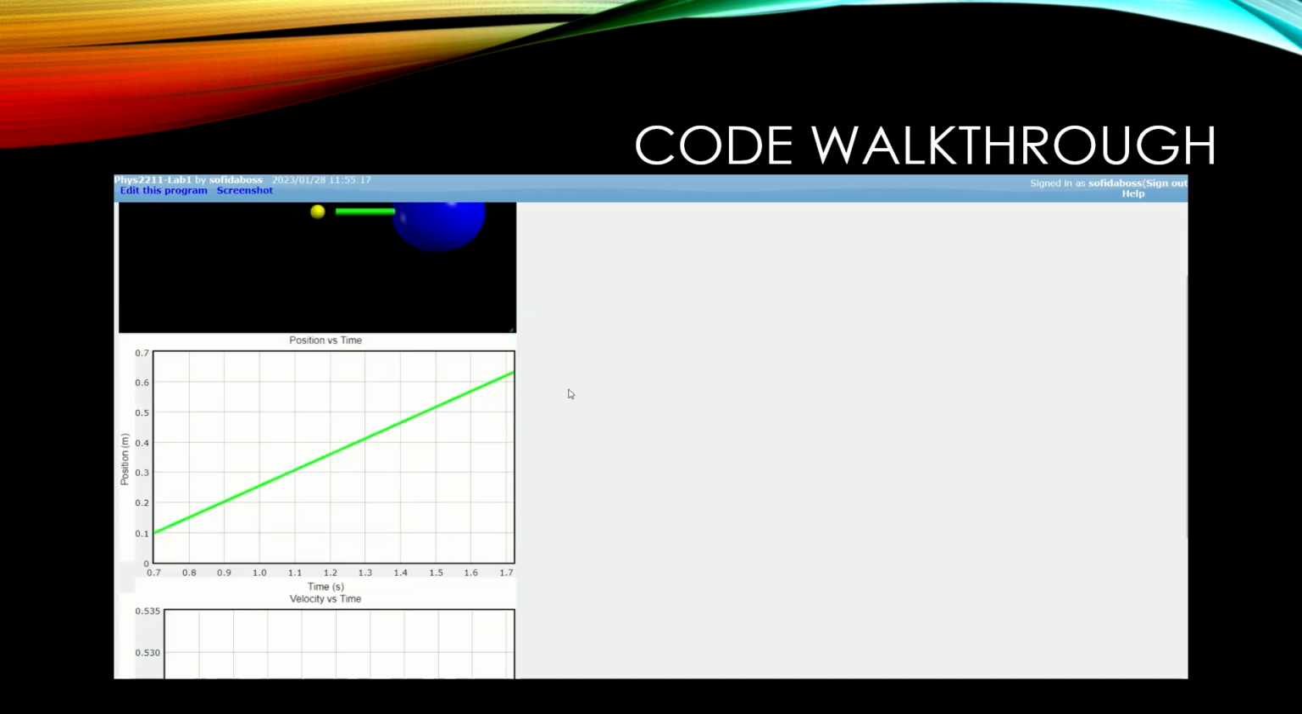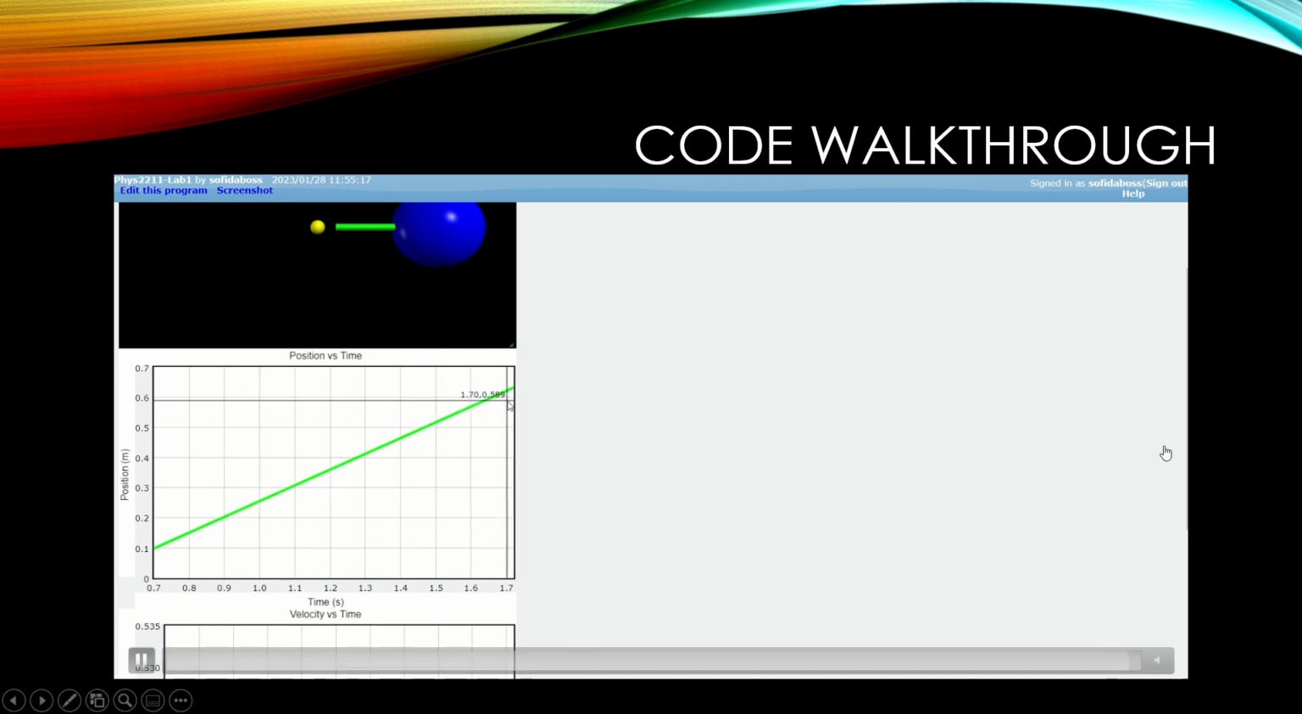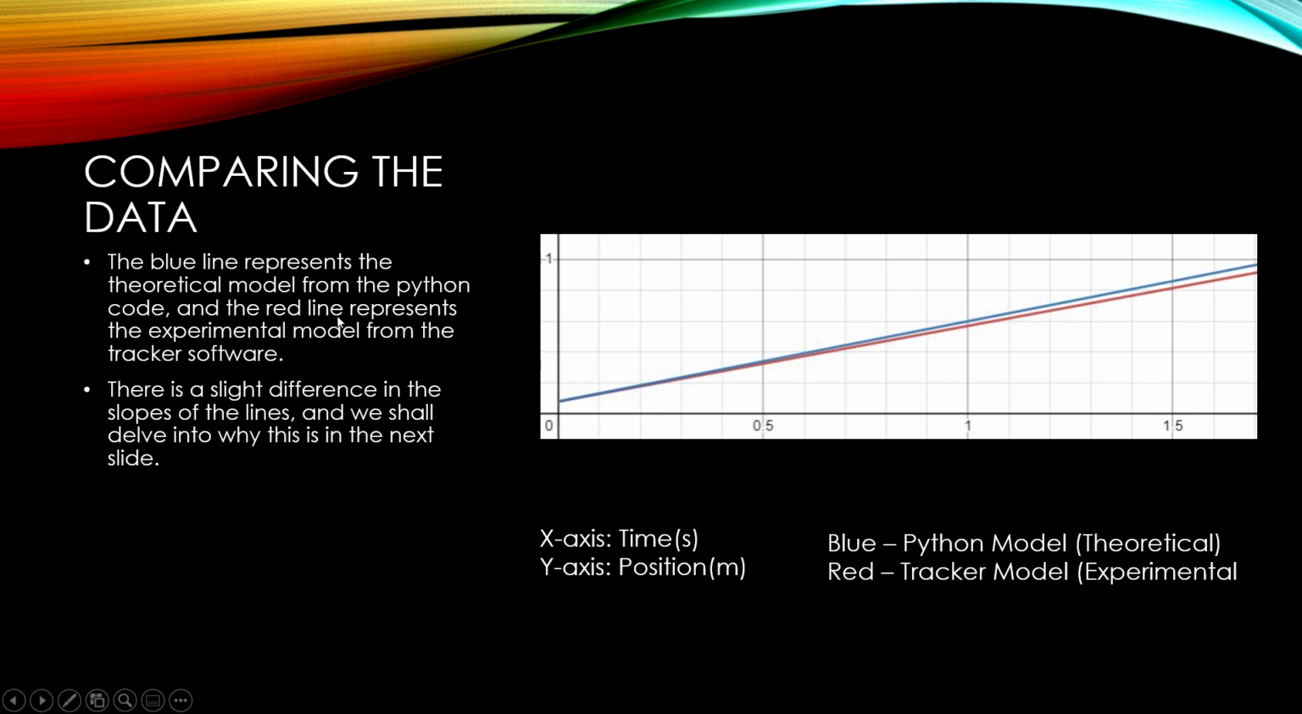Now we're going to run this code, and as you can see, the ball moves, starting at the initial position and time as mentioned earlier, and it goes in a smooth upward slope. We're going to compare the two plots right now. The blue line represents the theoretical, and the red line represents the experimental. Experimental is Tracker, theoretical is Python or coding. You can see the slight difference in the graphs.